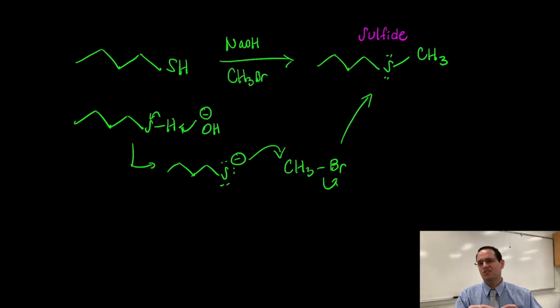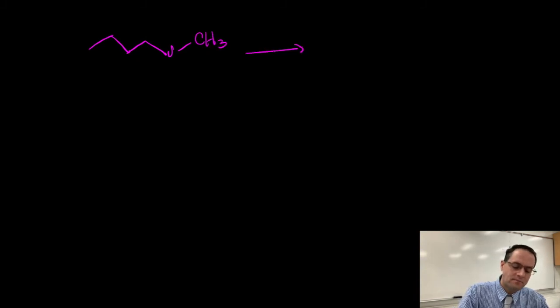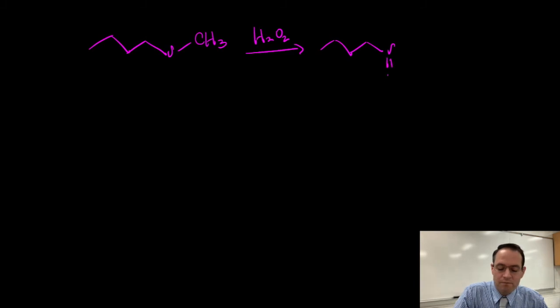So if that was an oxygen in the middle of the molecule, we would call that an ether. Here we call this a sulfide. The sulfides also can be oxidized. Many different mild oxidizing agents, from hydrogen peroxide and bleach, things like sodium periodate and so on and so forth, can be used. This can be oxidized to the sulfoxide, I'm sorry.